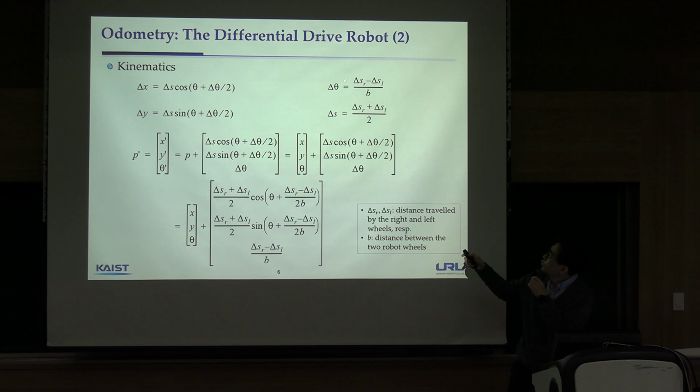Delta theta could be obtained easily. The difference between the traveled distances between these two wheels divided by the baseline length, then we can obtain delta theta.